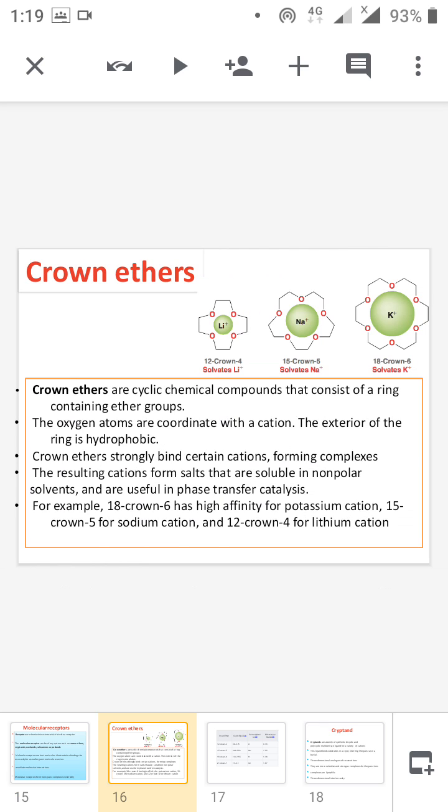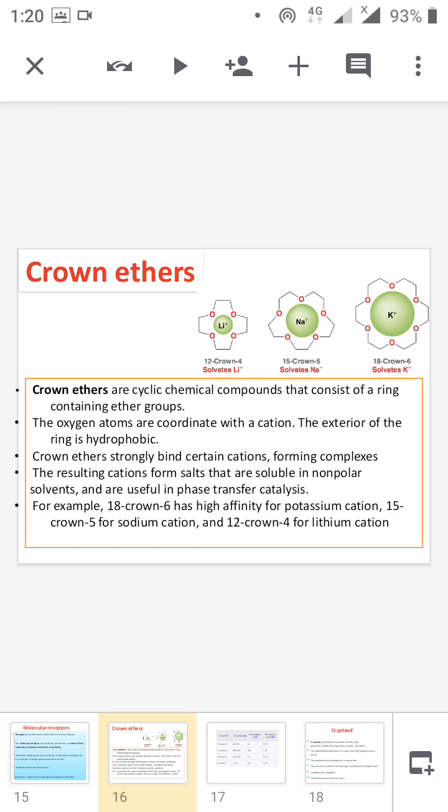As we discussed earlier, the crown ethers are cyclic chemical compounds consisting of a ring of ether groups. The crown ether has a geometry like a crown, so that's why the name indicates crown ether, and the oxygen atoms coordinate with the cation, so the exterior of the crown ether is hydrophobic in nature. Crown ether strongly binds certain cations, forming complexes. The resulting cation forms salts that are soluble in non-polar solvents. So the crown ether is used as a phase transfer catalyst.